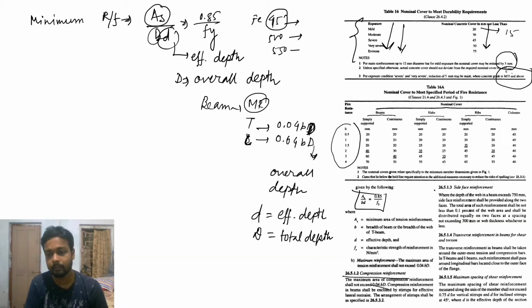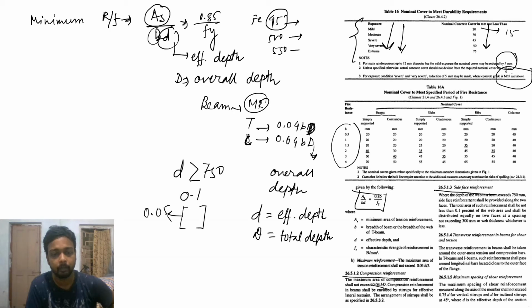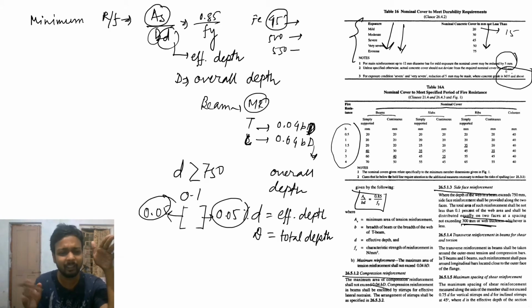Now we talk about the side face reinforcement. Side face reinforcement will be provided when depth is equal to or more than 750 mm. Then 0.1% of the reinforcement will be provided on one side and the other side too. This side shows 0.05%, this side shows 0.05%. The 0.1% shall be distributed equally on the two faces, equally means 0.05, 0.05. Spacing not exceeding 300 mm or web thickness, whichever is less. So the general term is 300 mm.